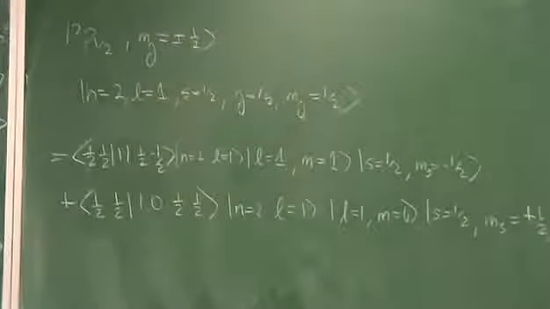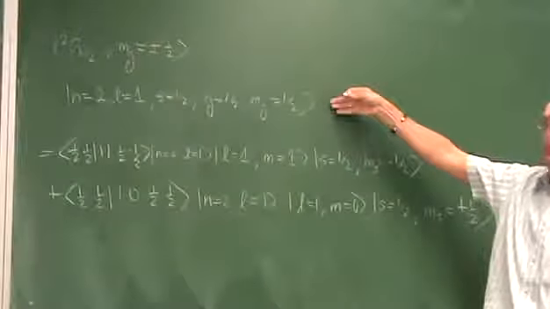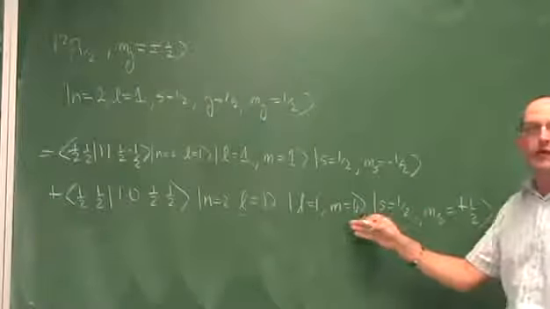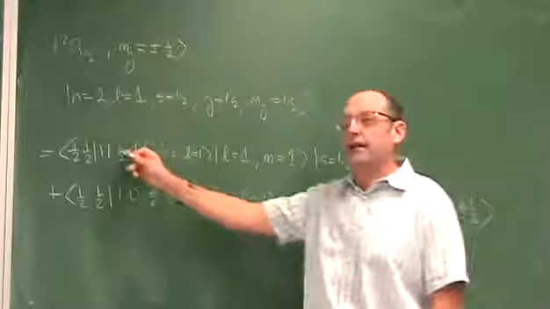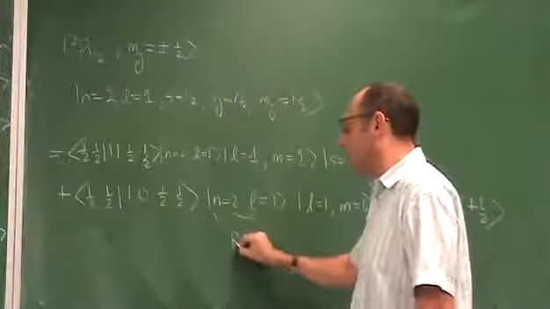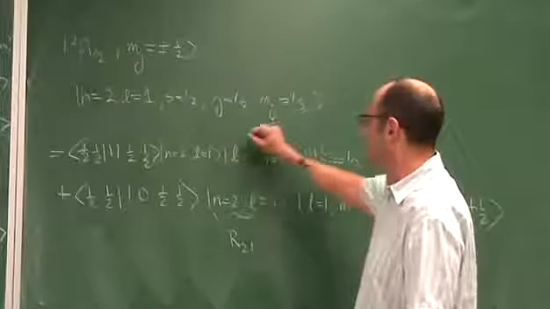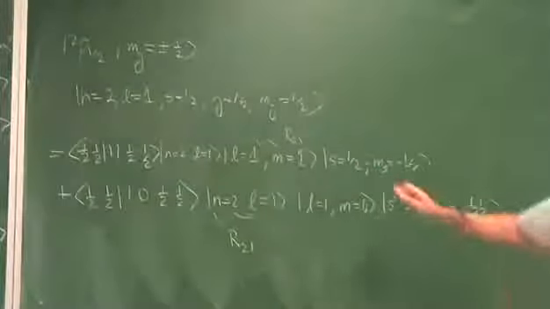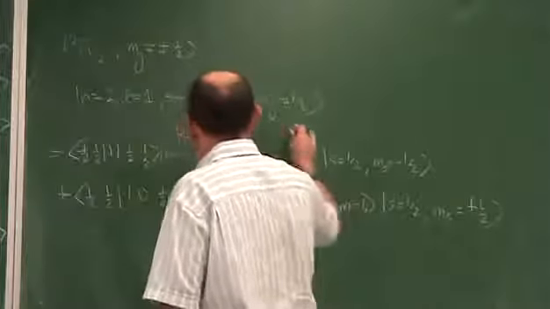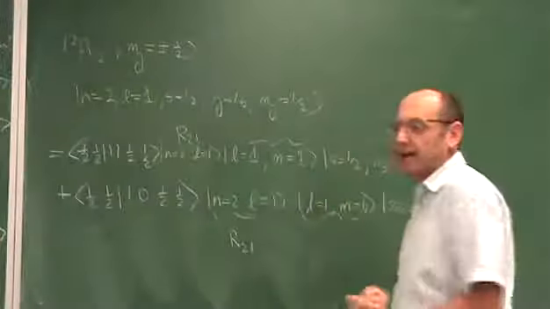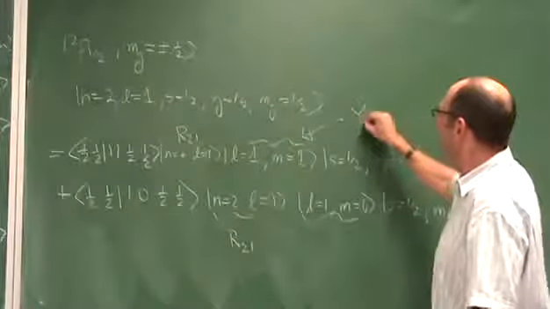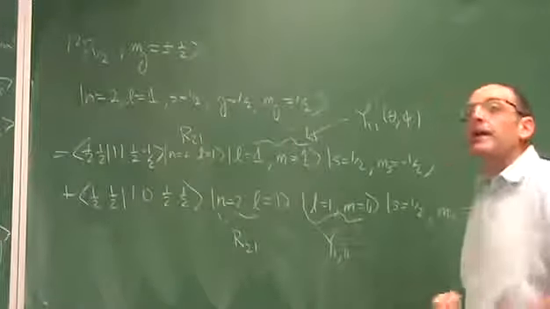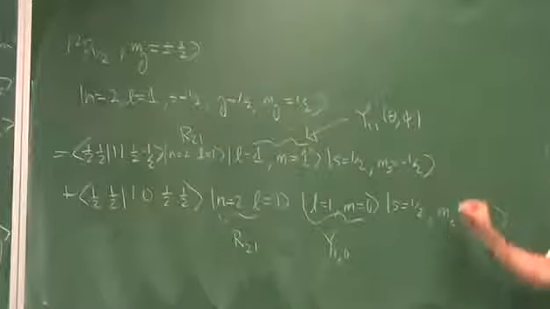Okay. So what have I done? What I have done is I've taken the coupled representation and decomposed it into the product basis of orbit and spin, weighted by Clebsch-Gordan coefficients. These here are the radial wave functions, which are the same in this case, because l equals 1. And these are the spherical harmonics. So this is a Y11 as a function of theta and phi, and this is a Y10, but it is a superposition of these.